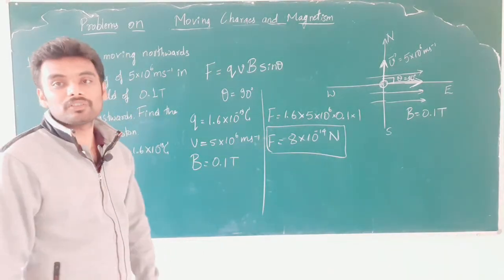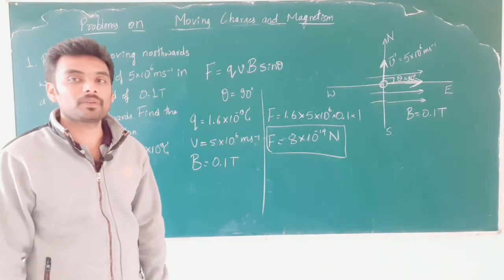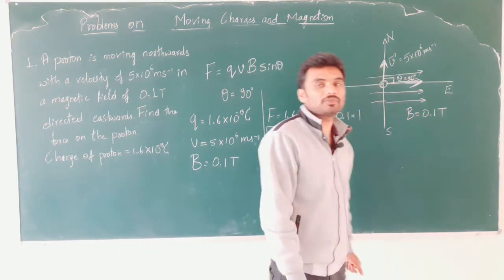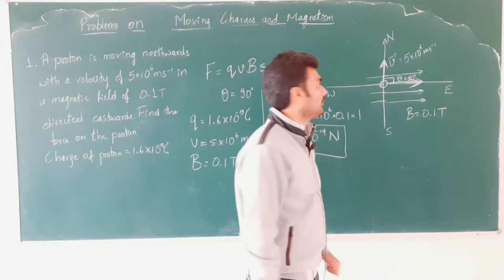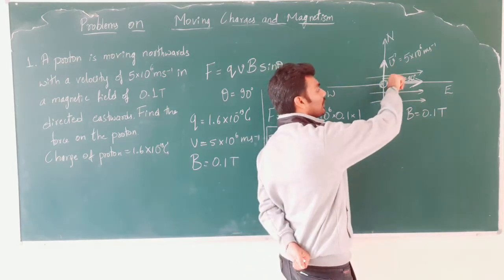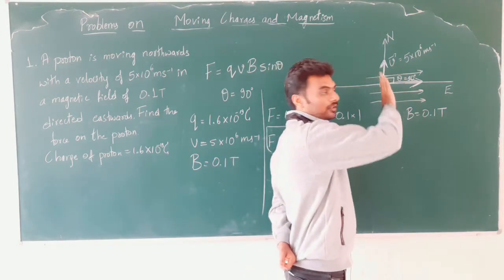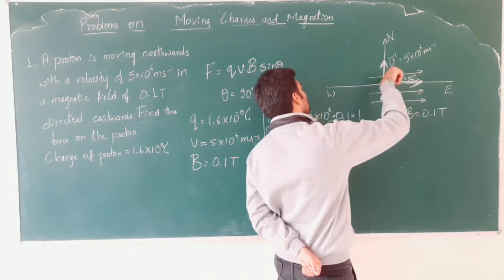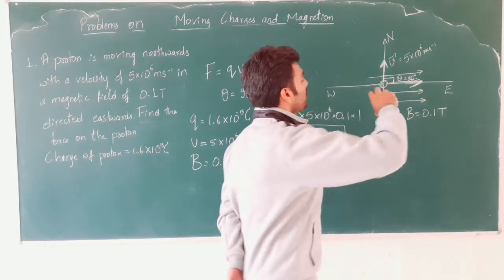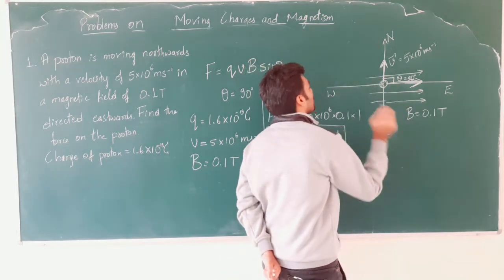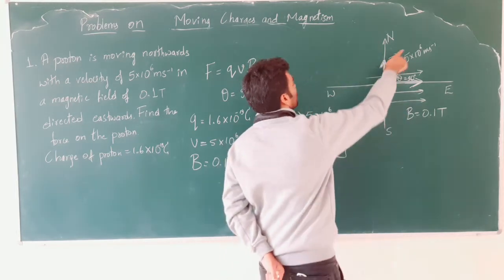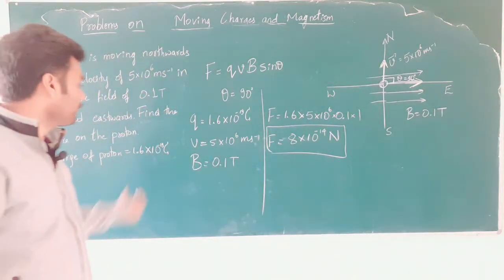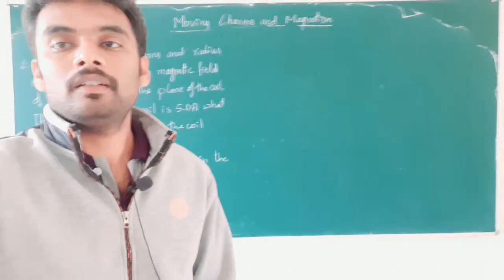And now, if you are asked to find the direction of force, what will be the direction of force? V cross B will give you the direction of force. What is V cross B? So, the direction of force is into the board. The proton is pushed into the board like this. So, that is about the first problem, very easy one, right?